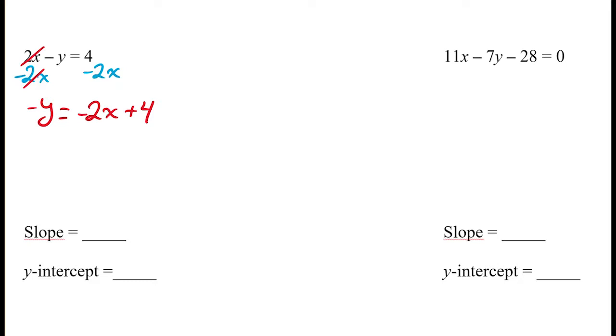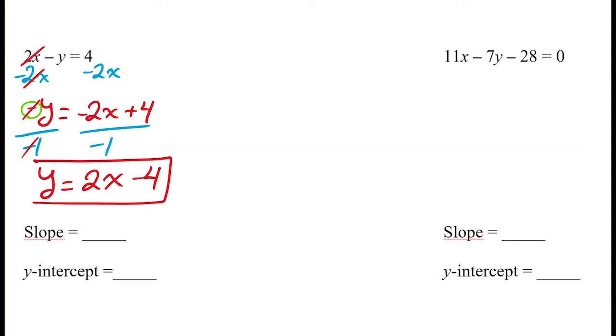And my y is not isolated. My y is not by itself because there's a negative sign here that's attached to it. There's a coefficient there. So what I have to do is I can either multiply or divide everything by negative 1. So the negative and the negative cancel out. I'm left with y equals negative divided by a negative is positive 2x. And positive 4 divided by negative 1 is negative 4. So our slope, again, is our coefficient, and our y-intercept is that constant, negative 4.